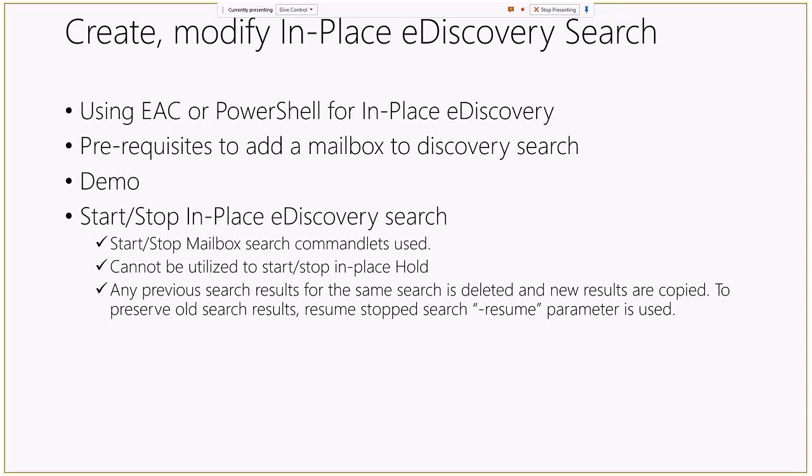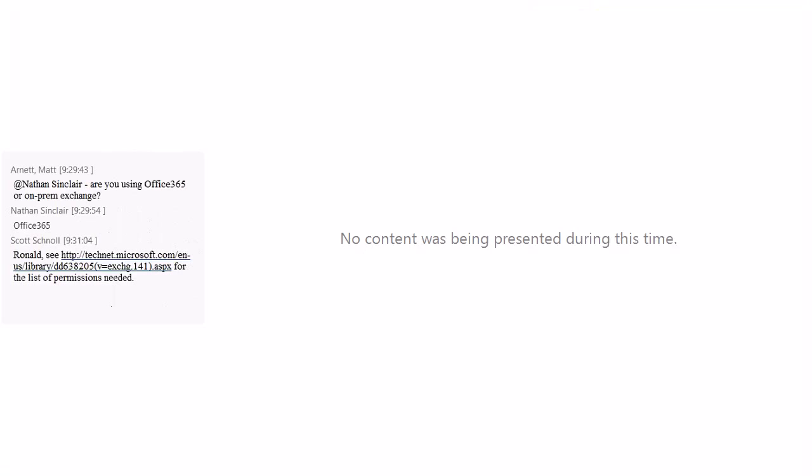And what happens is the old search results from the target, which is the discovery mailbox, are actually removed, and the new results are copied. That makes sure that any delta items are also getting synced and whatnot. If you want to preserve the old search results, make sure that you specify the resume parameter in the search, and that will make sure that the old search results are there and the new ones are copied as well.